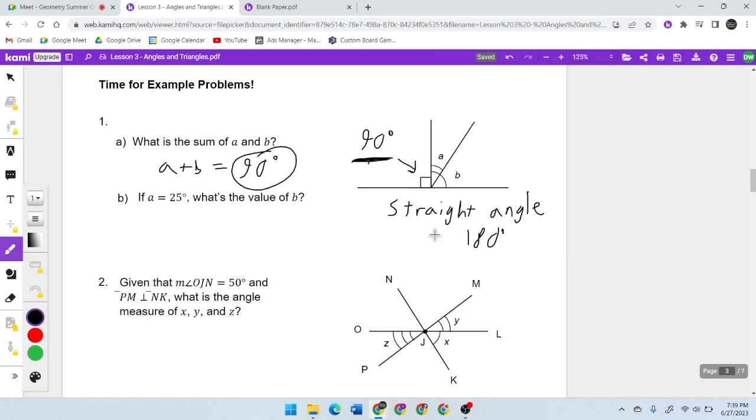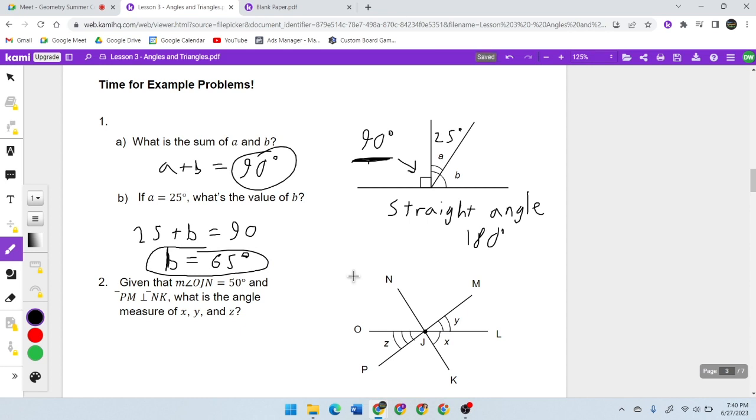Okay, now part B is the important question. If A is 25 degrees, I'll just fill that in right here. If A is 25 degrees, what is the value of B? Like we just said, they have to add up to 90. That means 25 plus B equals 90. Subtract 25 from both sides. In other words, 90 minus 25 is going to be 65. So B is, that's a degree symbol, a poorly drawn one. B is going to be 65 degrees.